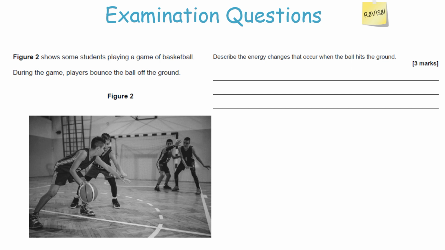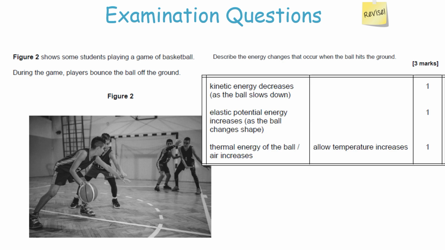Right, like we mentioned again, we talk about the starting energy store and how it's decreasing. Then we talk about the final energy store and how it's increasing. And if there's another energy transfer in place for the third mark. So what do we say? The ball is moving at the start. So we say the kinetic energy decreases. Then the elastic potential energy increases because the ball is changing shape when it hits the ground. But there's also thermal energy dissipated as the internal energy of the surroundings or of the air.